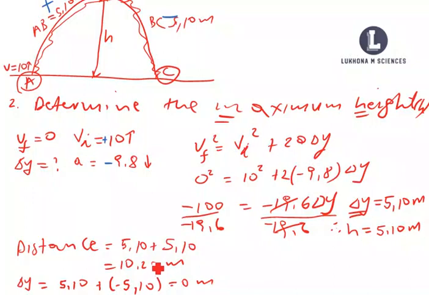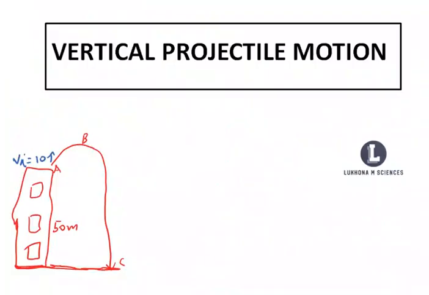Now let's go to another type of question that can be asked here, where the object is thrown from a certain height. Now let's look at this one. We have the initial velocity the same as that one, that is 10 meters per second upwards. Then we have the height of the building, which is 50 meters high. Then we know the acceleration is always 9.8.